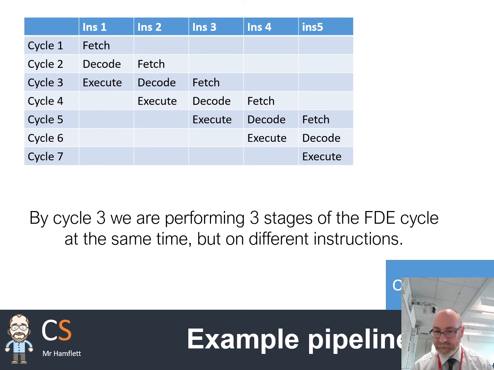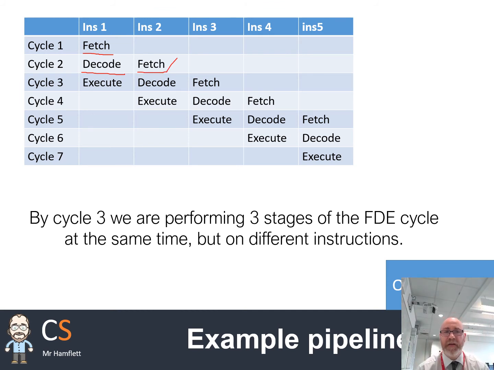Now, this was very similar to one of the questions you had in the mock, where let's say I've got 5 instructions. In the first cycle, what we're doing is fetching that instruction. Well, there's nothing else we can do. I have to fetch that instruction in. The next cycle, I can decode that first instruction because I've already fetched it in. But then instruction 2 can start to be fetched.